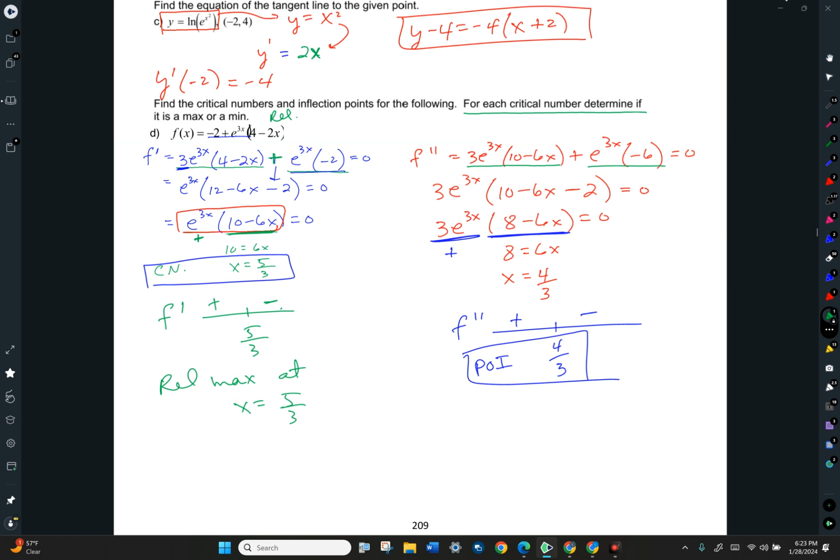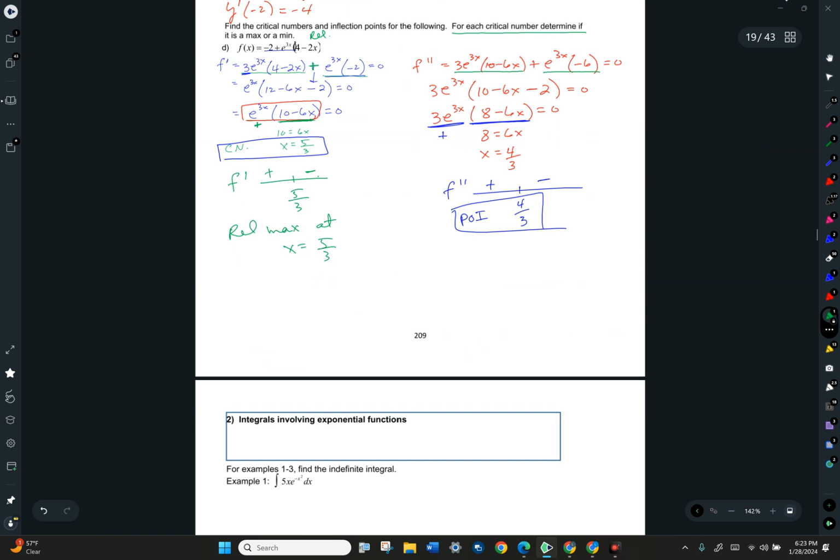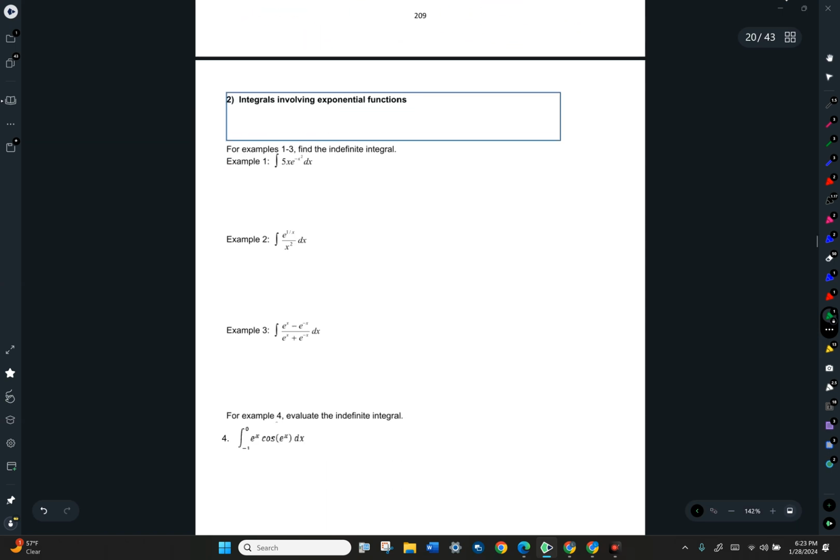So I know there was a lot of stuff to talk through, but I just wanted you to talk through how you handle factoring when there are exponentials involved. So that's the first bit of information related to the derivative of e to the x. And in the next video, we'll go into integration involving e to the x.